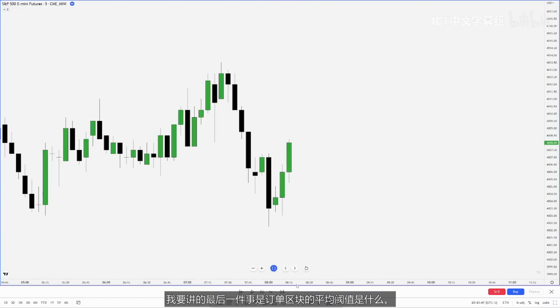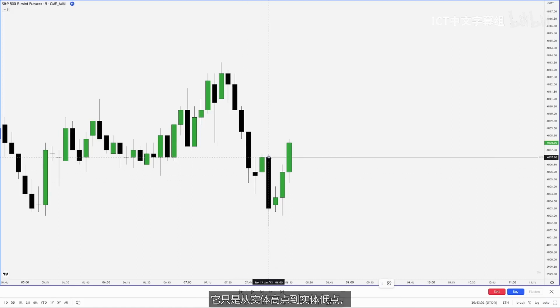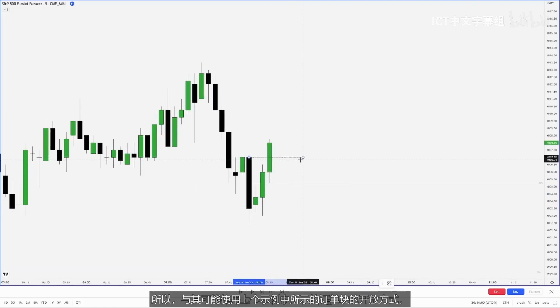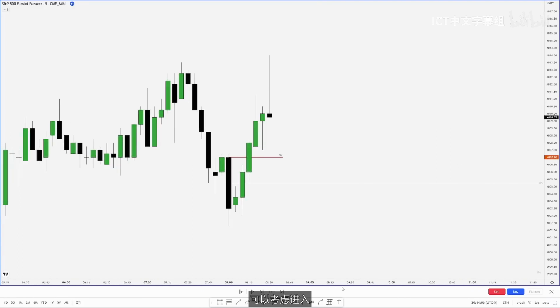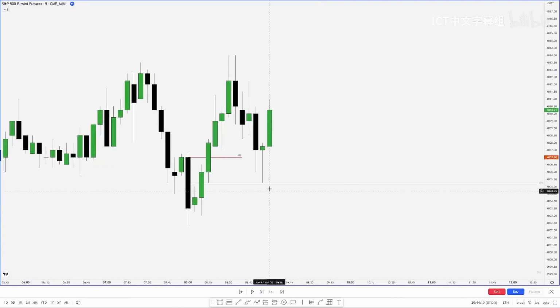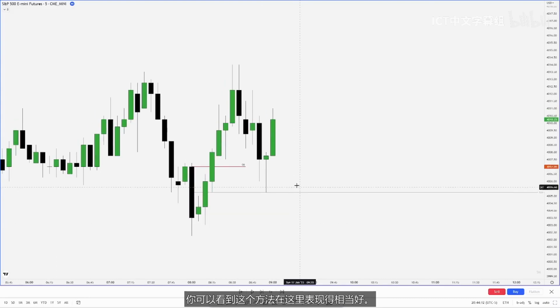The last thing I'm going to cover is what is the mean threshold of an order block. All it is from body high to body low, a 0.5 fib of that area. So instead of possibly using the open of this order block, as we showed in the last example, you can look to enter on the mean threshold, which you can see worked fairly well right there.